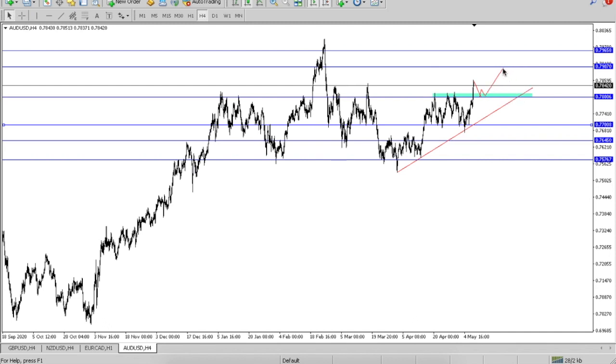So this is going to be our first target. Our second target will be all the way up there.